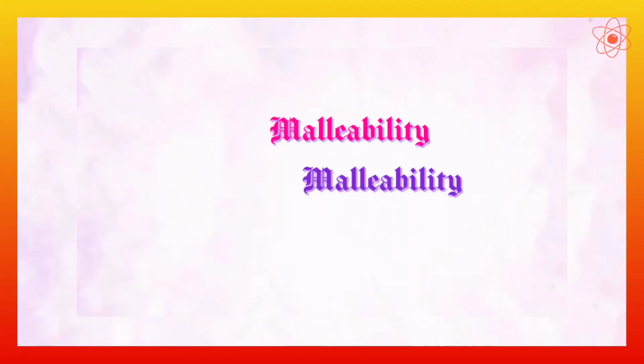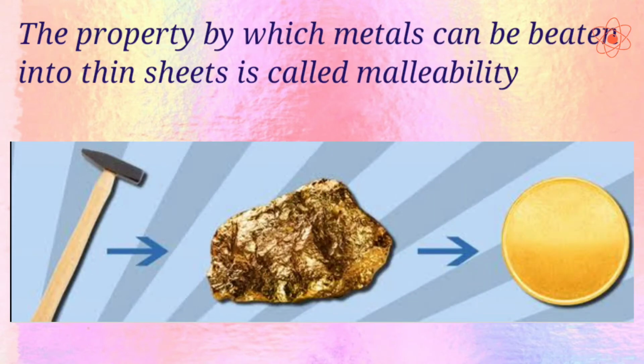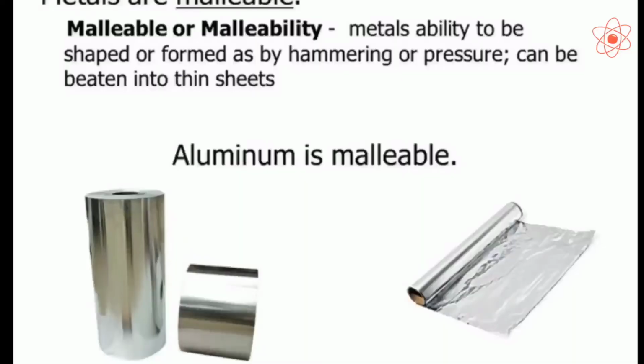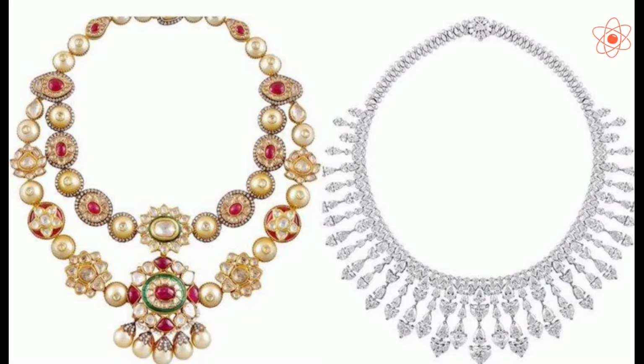Now next property, malleability. The property by which metals can be beaten into thin sheets is called malleability. Metals are malleable and can be beaten into thin sheets. Gold and silver are the most malleable metals that can be made into foils much thinner than paper. That is why they are used in making ornaments.